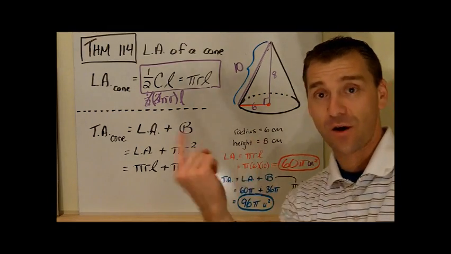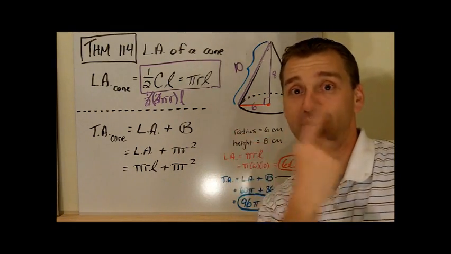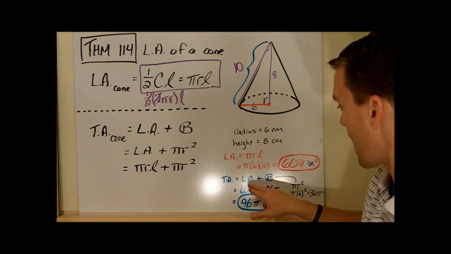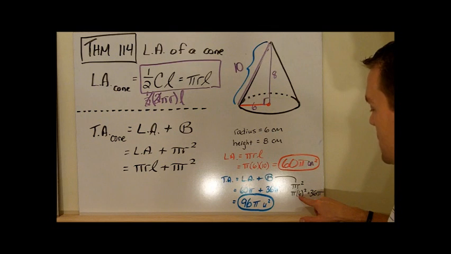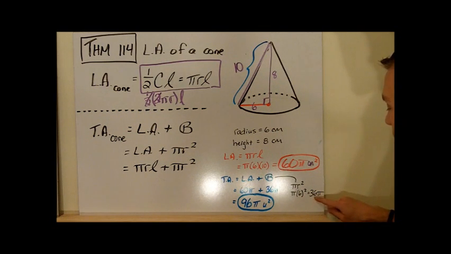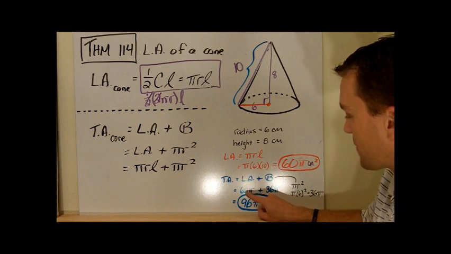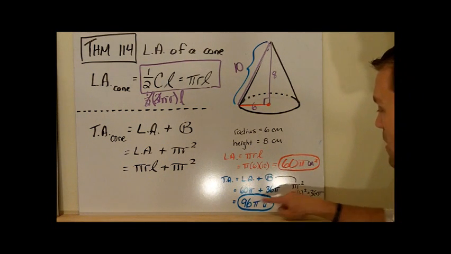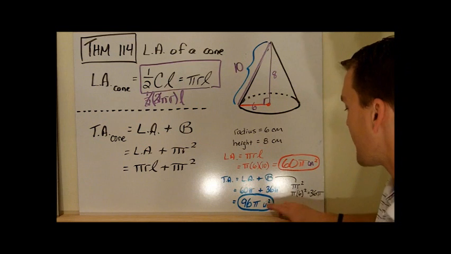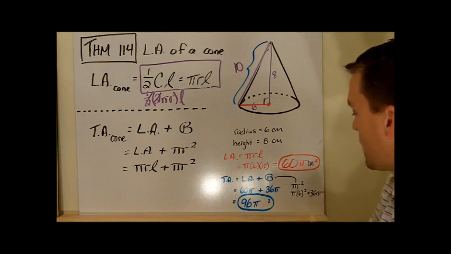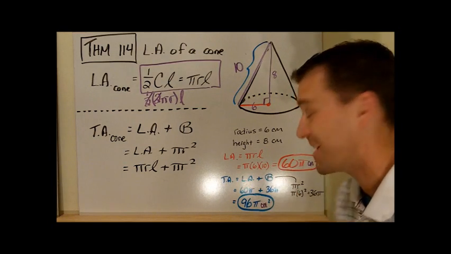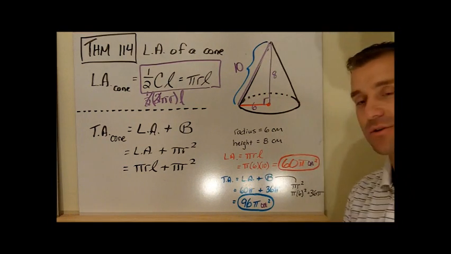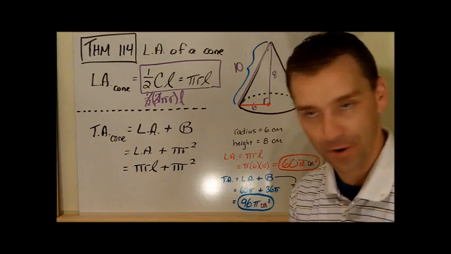All I've got to do now is find the area of the base circle. Well, that's pi r squared. The radius is 6, so that's 36 pi. That is the area of the base. I'll add that to the lateral surface area, which was 60 pi, and the final answer would be 96. This is wrong too, I'm going to change this. It would be 96 pi centimeters squared. Hopefully you can see this on the video. And there you go.